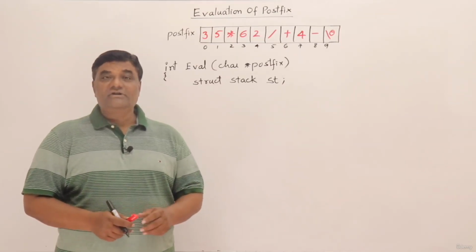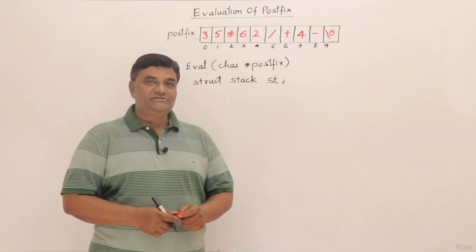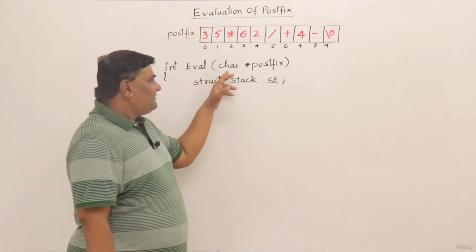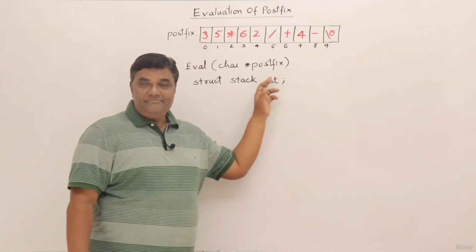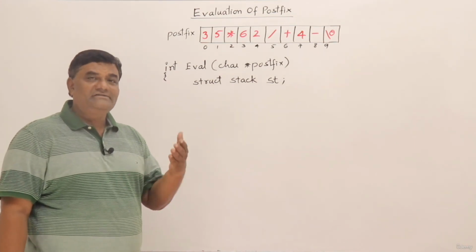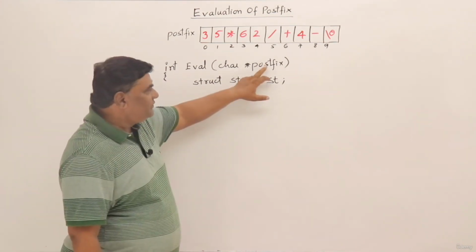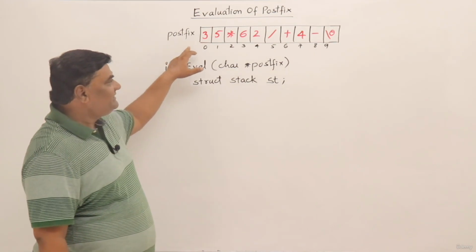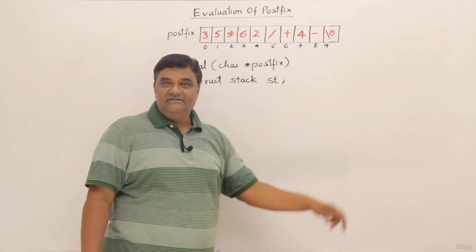Let us write a function for evaluation of postfix expression. The parameter it is taking is a character type pointer, which can access a character type array, that is, it can access a string. The pointer name is postfix, so let us assume that it is accessing this array. As an example, I have taken an array.